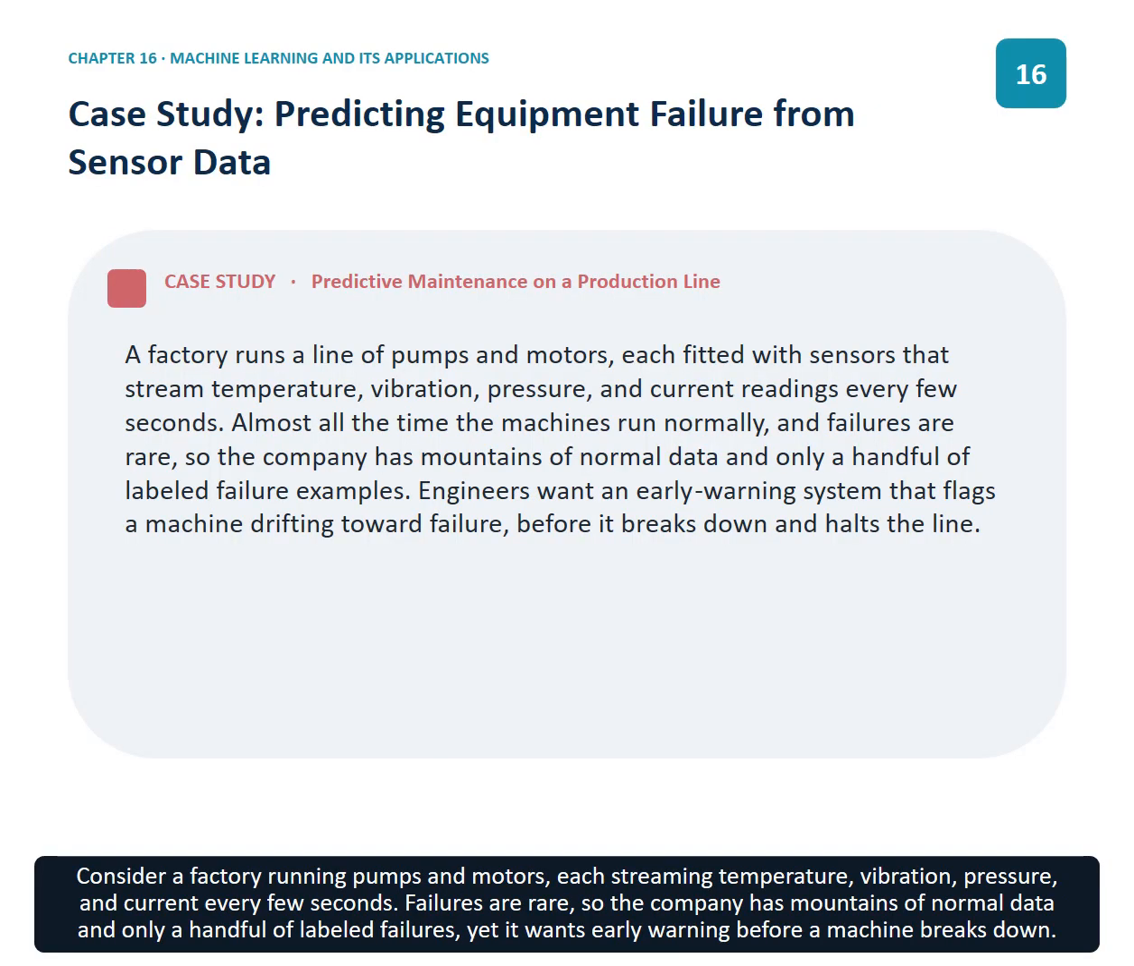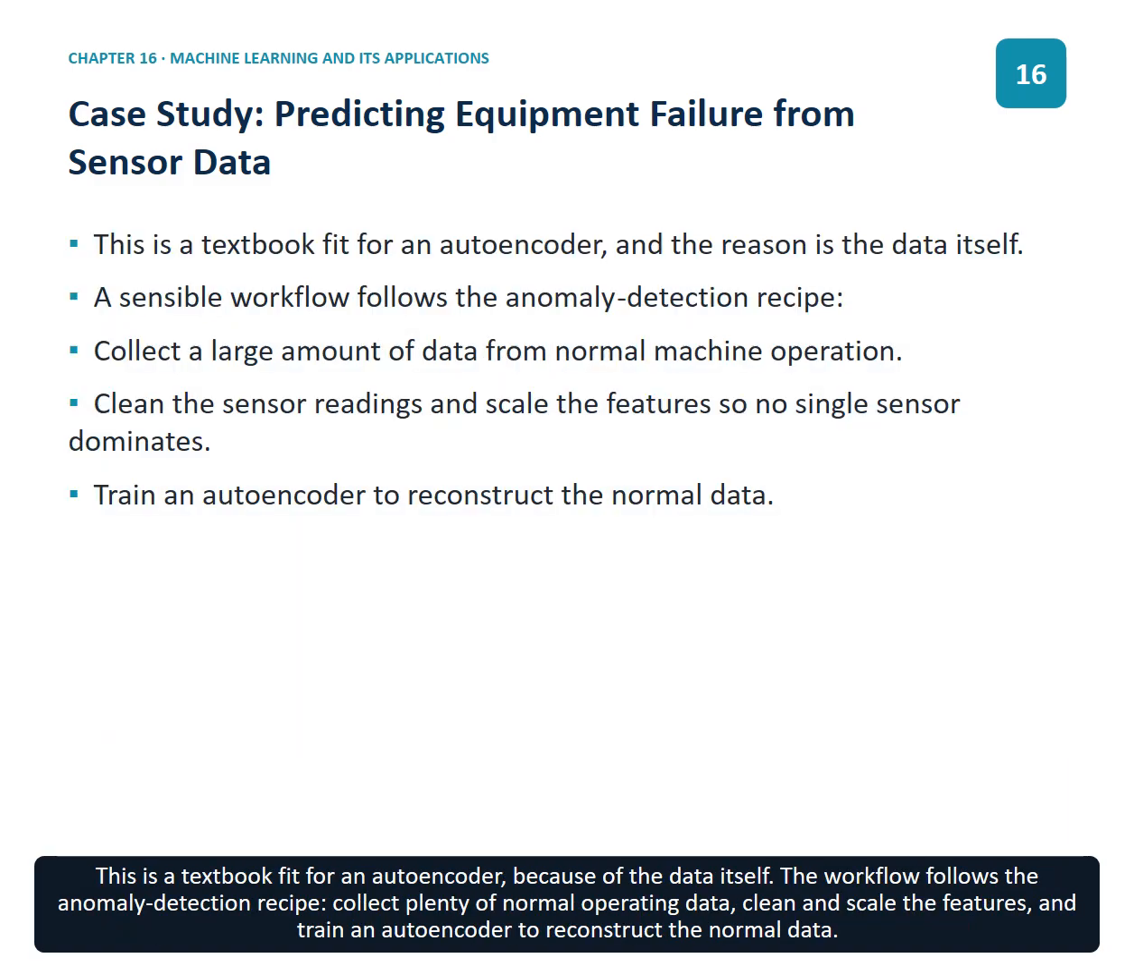Consider a factory running pumps and motors, each streaming temperature, vibration, pressure, and current every few seconds. Failures are rare, so the company has mountains of normal data and only a handful of labeled failures, yet it wants early warning before a machine breaks down. This is a textbook fit for an autoencoder because of the data itself.